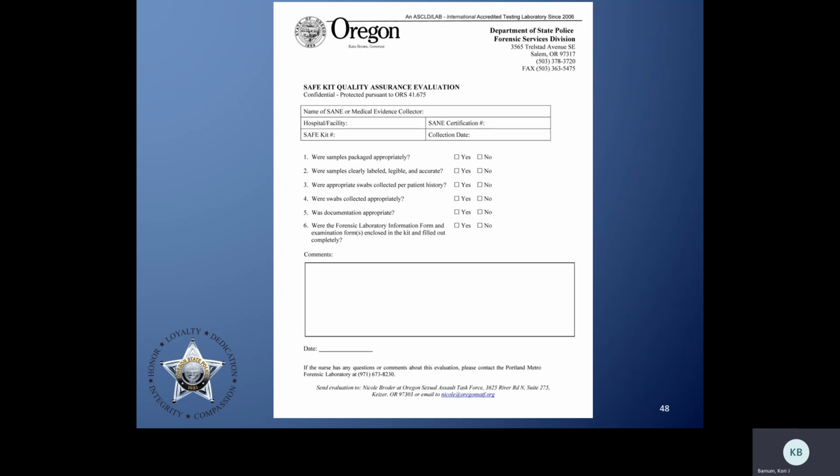It's just a couple of quick yes/no questions and then an option for us to provide comments as well. When these are completed, they're provided to the Sexual Assault Task Force SANE coordinator, and they are generally placed in your SANE file and are something that can be reviewed by the Certification Commission when your certification is renewed.